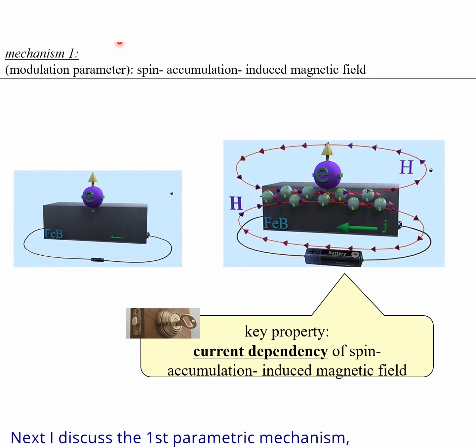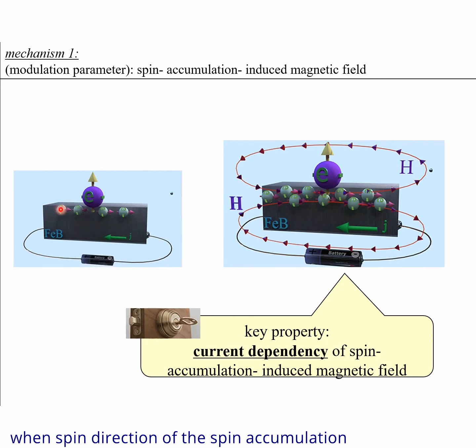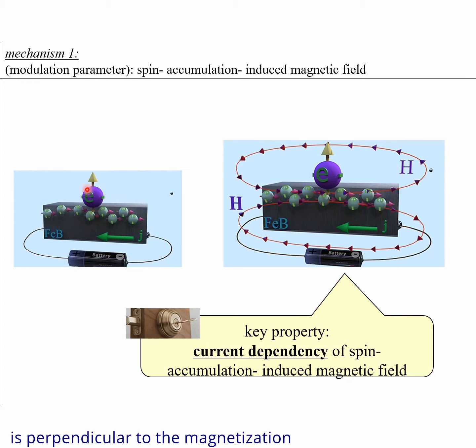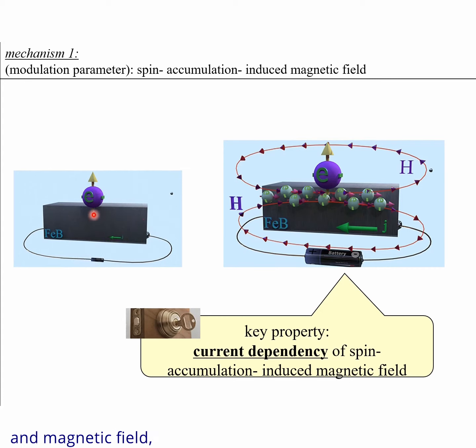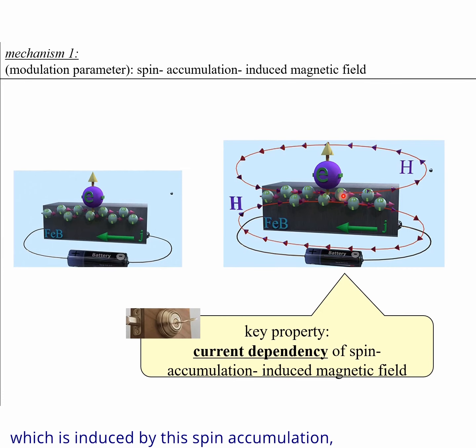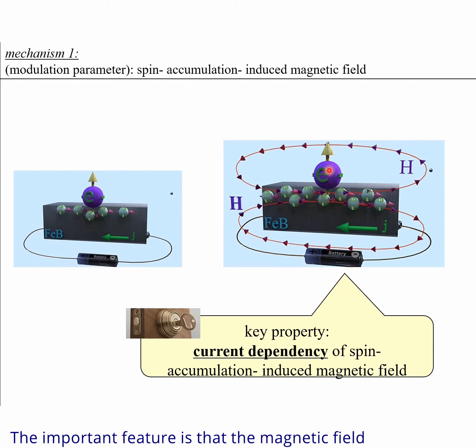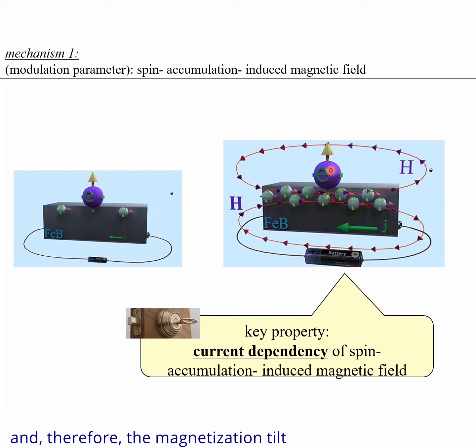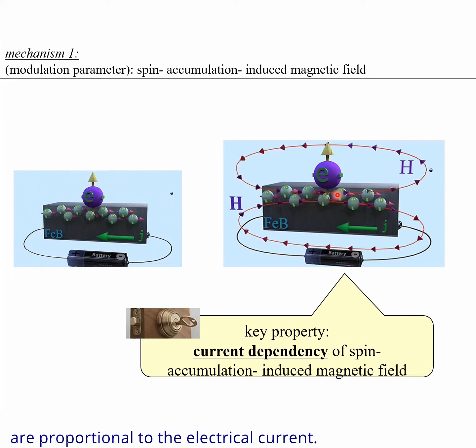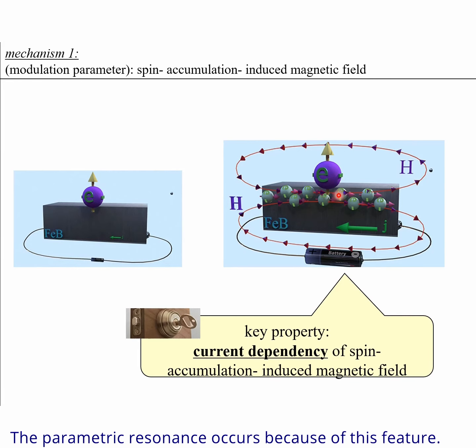Next, I discuss the first parametric mechanism, when the spin direction of the spin accumulation is perpendicular to the magnetization, and magnetic field induced by the spin polarization tilts the magnetization. The important feature is that the magnetic field and therefore the magnetization tilt are proportional to the electrical current. The parametric resonance occurs because of this feature.